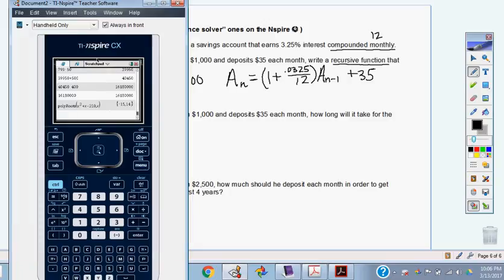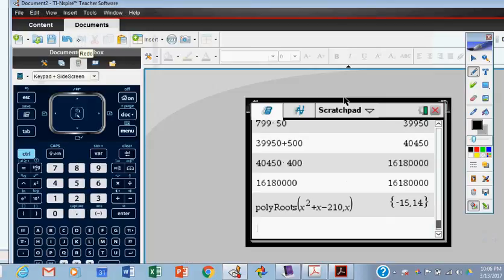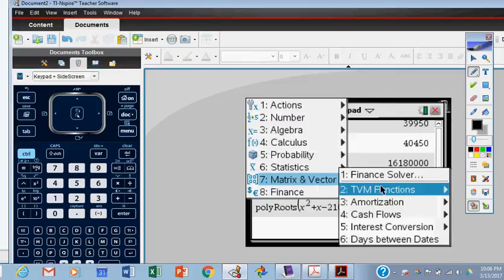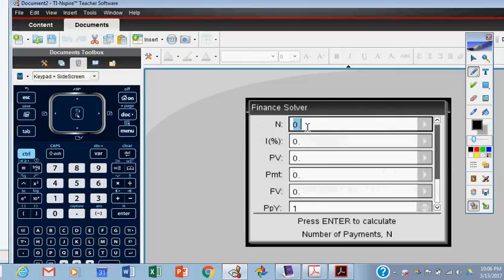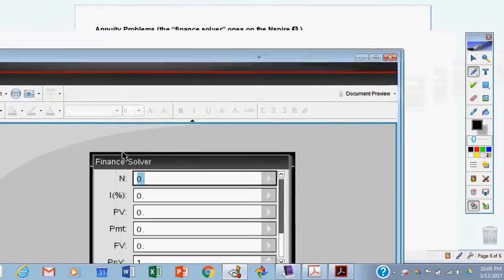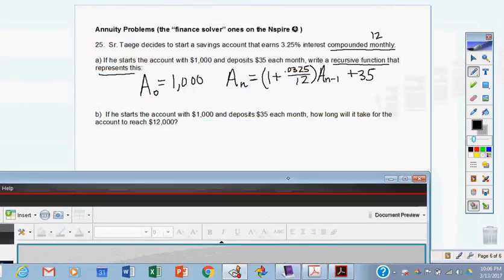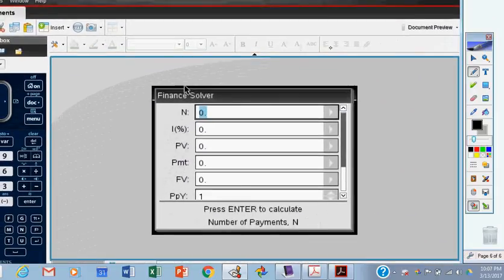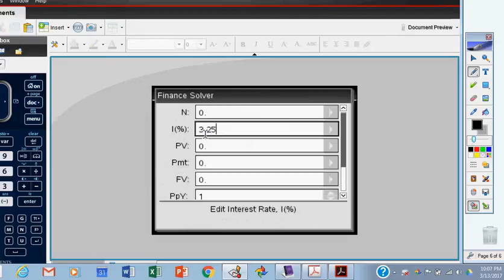I'm going to see if I can make this a little bit bigger, so you can see this a little better. If I go to my menu, and then go into the finance solver here. For this problem, I have to remember what it was. Hold on. We're going to put in 1,000, 35, reach 12,000, 3.25. We can put in right here 3.25 because the problem said right away 3.25.